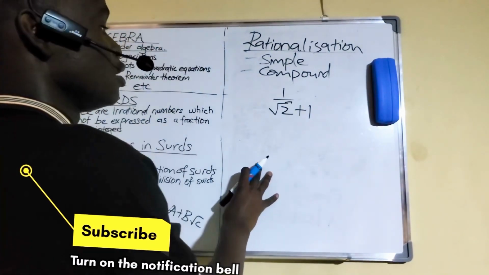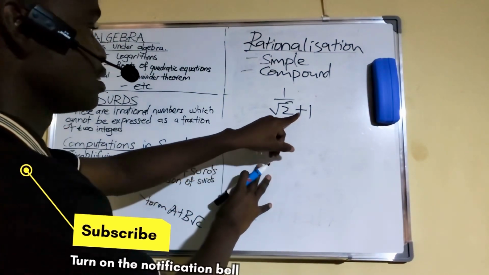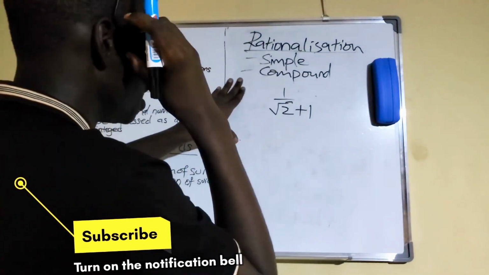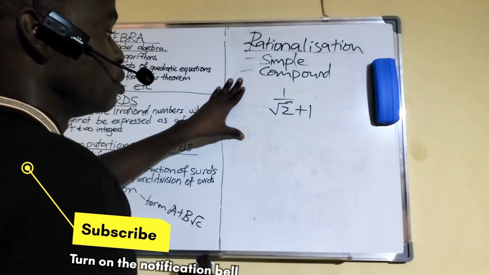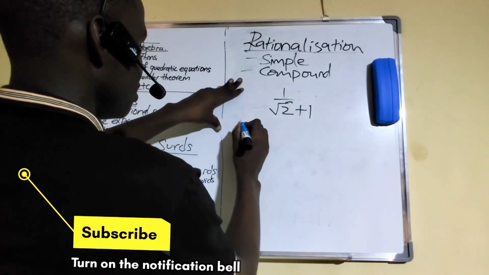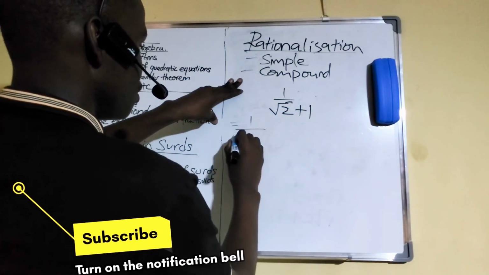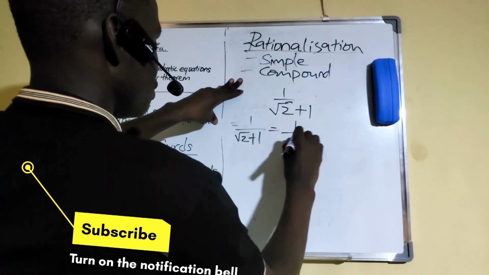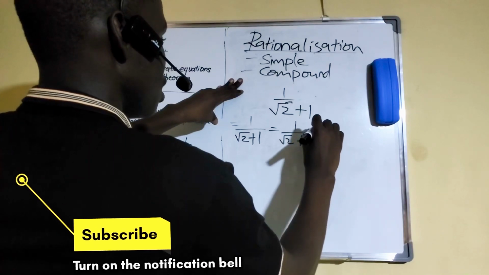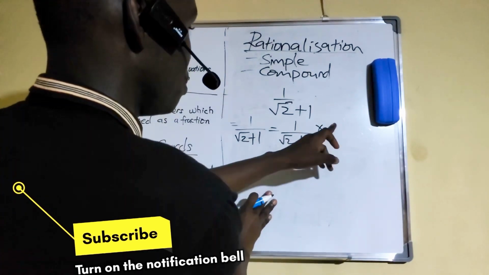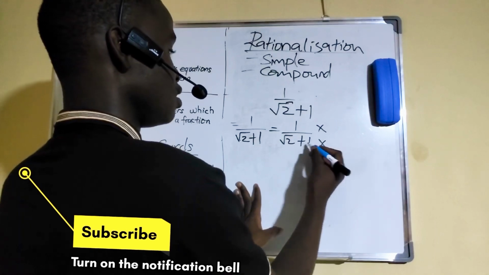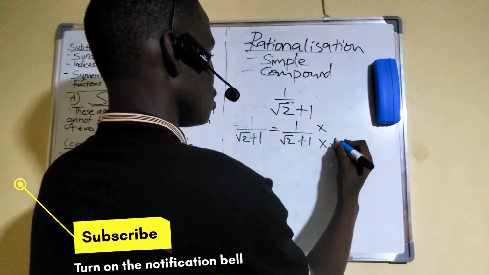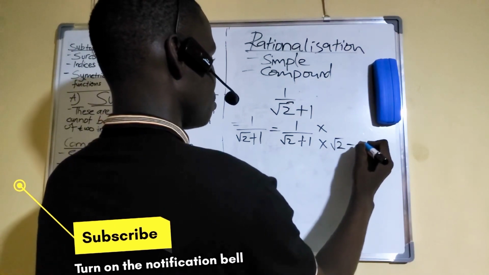Here it's a simple trick, just changing the sign given to us and multiply the new compound denominator up and down as we did before. Now here I'm just going to change the sign. I shall say this is 1 over root 2 plus 1, then this is equal to 1 over root 2 plus 1. I'm going to multiply the same thing up and down. Here I will multiply, I just change the sign here, then multiply the same thing up and down.